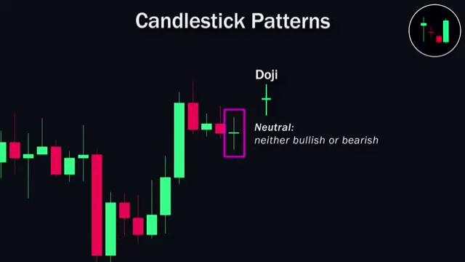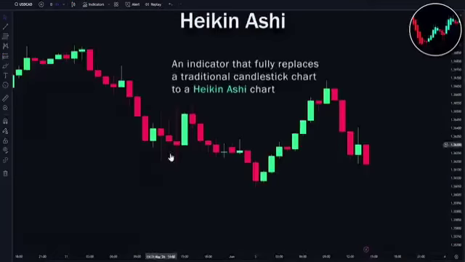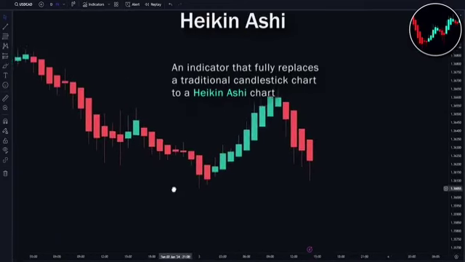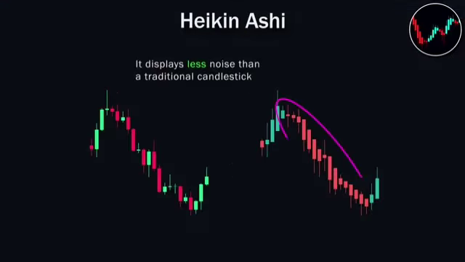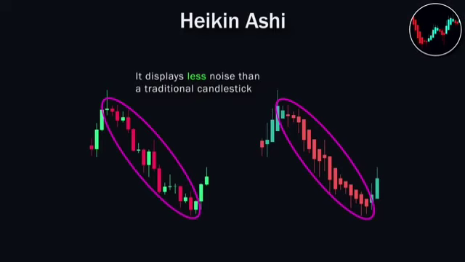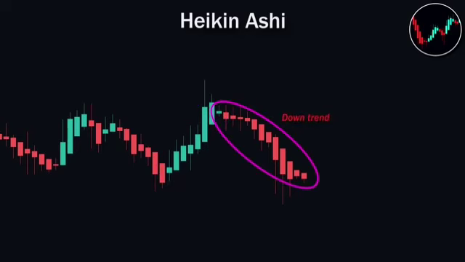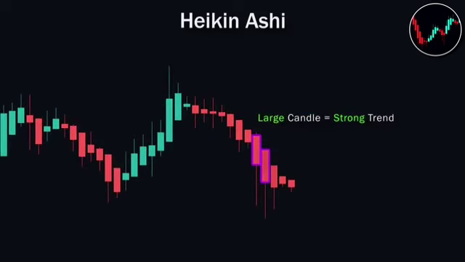Heikin-Ashi. It is an indicator that fully replaces a traditional candlestick chart to a Heikin-Ashi chart. When applied, it tends to give less noise than a traditional candlestick. A green Heikin-Ashi candle signals that the price is on an uptrend, and a red Heikin-Ashi candle signals that the price is on a downtrend. The size of the candle's body also indicates how strong a trend is. The larger the candle, the stronger the trend. Keep in mind that the Heikin-Ashi only acts as an indicator. It does not display the real market price.